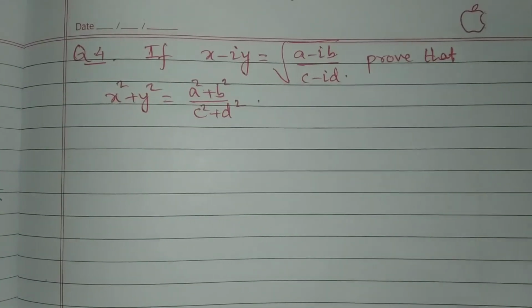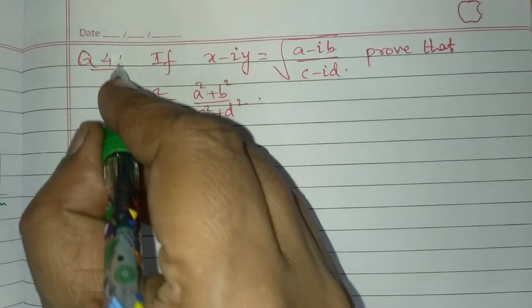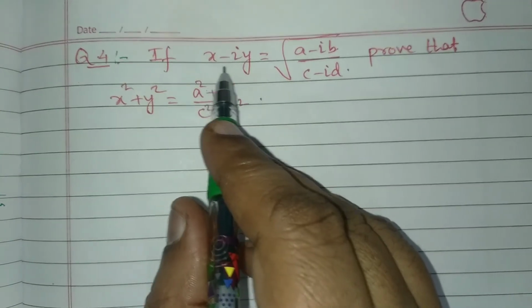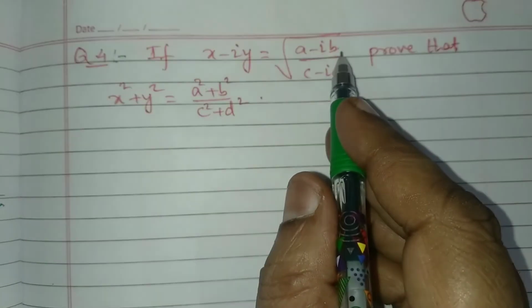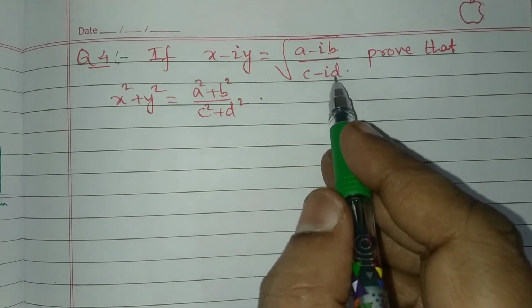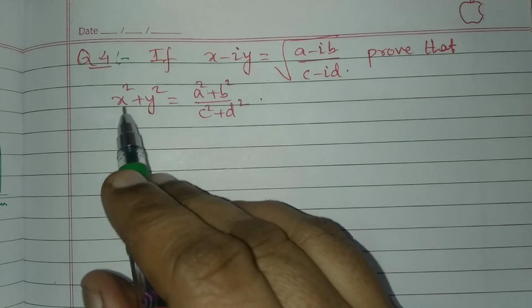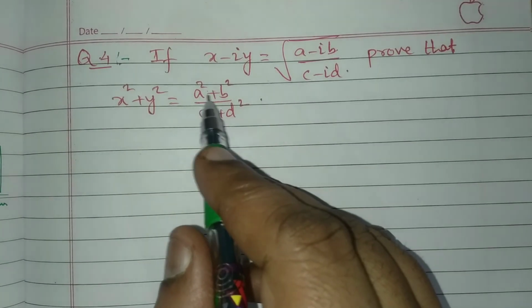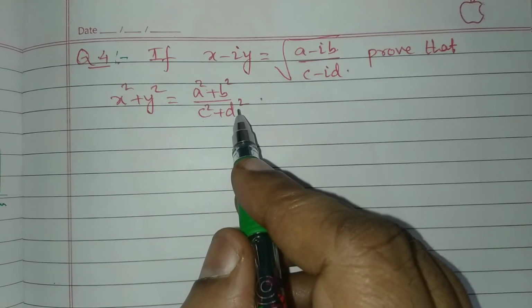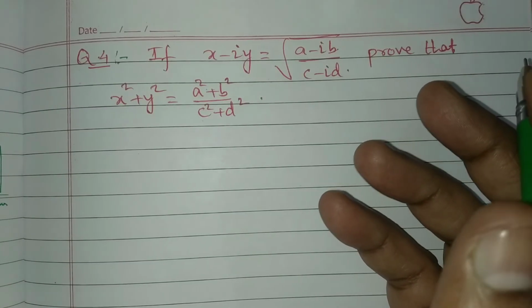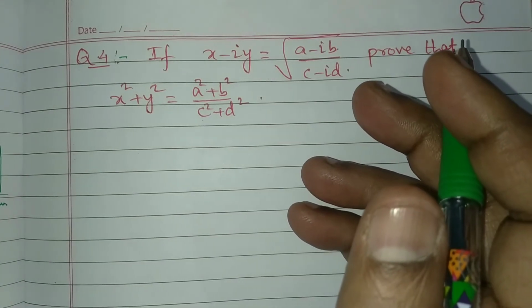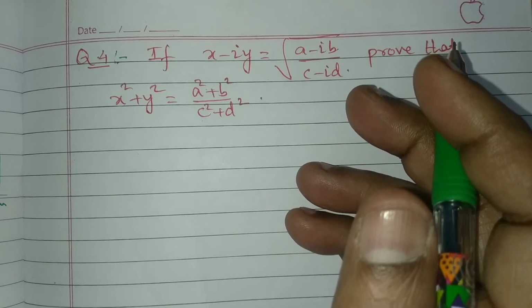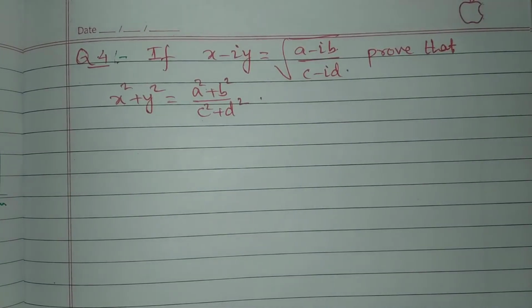The next question I have already written over here. The question says that if x minus iy is equal to root under a minus ib divided by c minus id, meaning iota d, prove that x square plus y square is equal to a square plus b square divided by c square plus d square. This type of question I have done, one question I have done, but still you will have to do it. It is a simple question. So now here we will do. See solution.